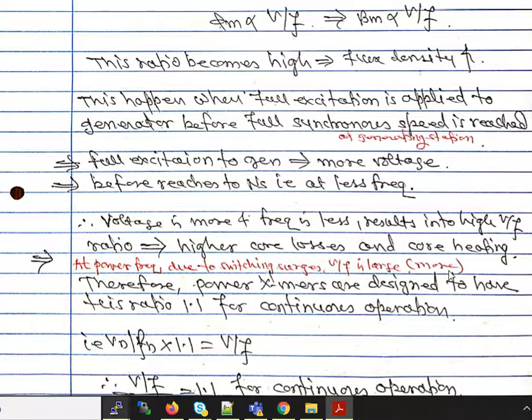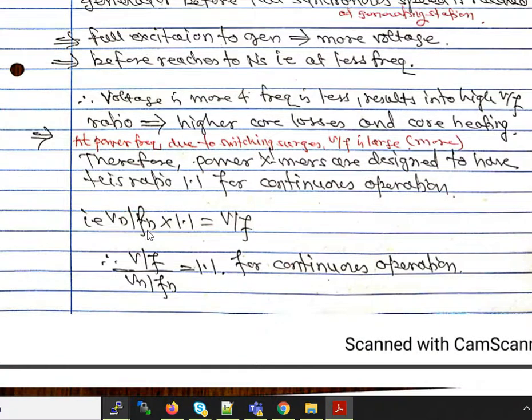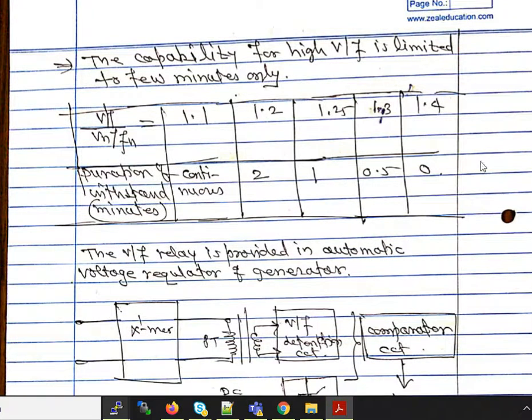Another reason is switching surges at power frequency. Switching surges are generally 1.5 to 2.5 times the rated voltage, and therefore the V by F ratio is large. Because of this, power transformers are designed to have this ratio of 1.1 for continuous operation, and therefore Vn upon Fn into 1.1 equals V by F, where n stands for normal voltage and normal frequency, and therefore V upon F divided by Vn upon Fn equals 1.1 for continuous operation. Now, the ability to withstand a high V by F is limited to a few minutes only.